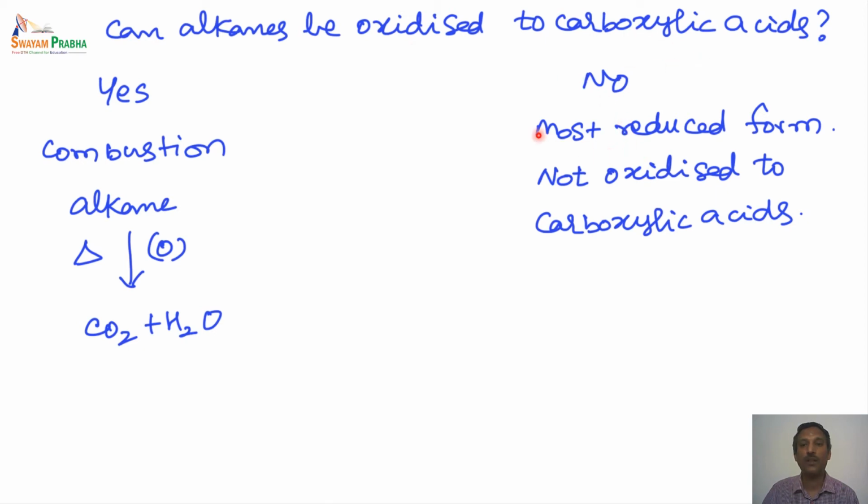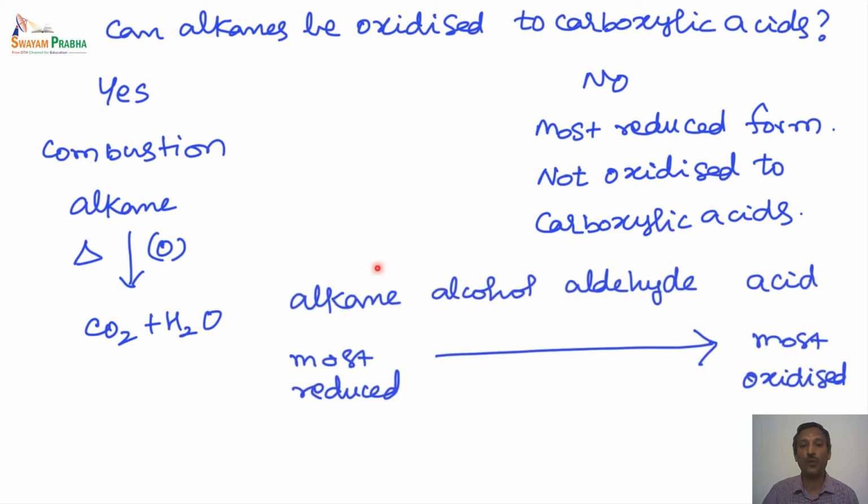It is not possible, because the alkane is the most reduced form, whereas carboxylic acid is the most oxidized form. So if you look at the oxidation levels, alkane is the most reduced one compared to acid, which is the most oxidized form. So alkanes cannot be oxidized to carboxylic acid very easily. But there are conditions using very harsh conditions and high temperatures that may oxidize alkanes. But generally under normal conditions, alkanes are not converted to carboxylic acid by oxidation. But we know alcohols and aldehydes can be converted to carboxylic acids.